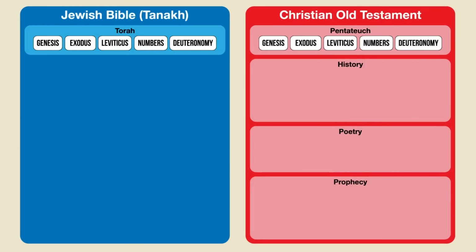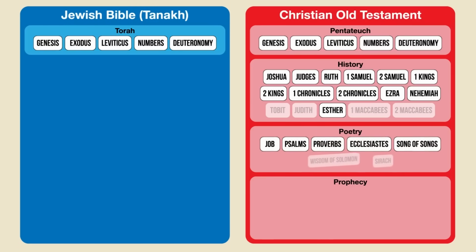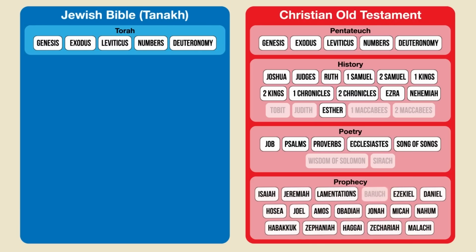The history section has 12 books, although Catholics include an additional 4. I've shown these books slightly shaded. Poetry has 5 books, 7 if you're Catholic, and prophecy has either 17 or 18. So in total, there are 39 books in the Protestant version and 46 books in the Catholic version. Let me now explain to you how the Jewish Bible is slightly different from the 2 Christian versions.